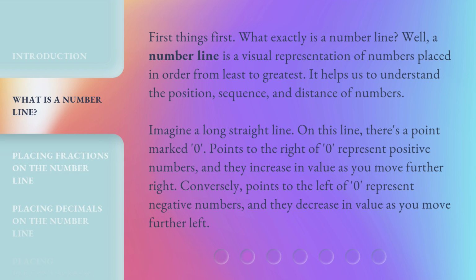Imagine a long straight line. On this line, there's a point marked 0. Points to the right of 0 represent positive numbers, and they increase in value as you move further right. Conversely, points to the left of 0 represent negative numbers, and they decrease in value as you move further left.